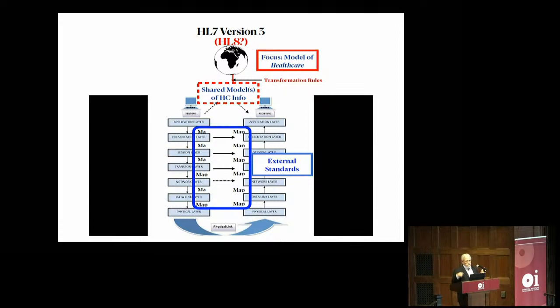But HL7 kind of got stuck out on that layer of the model. Arguably, they were at layer 8. They said, well, we need to take care of building a model of healthcare. And once we get that done, then the issue of mapping is going to be easy. Well, surprise, the model of healthcare is really big. In fact, they never found the boundaries. And they kept going. They were saying, well, are we done? Well, not really.